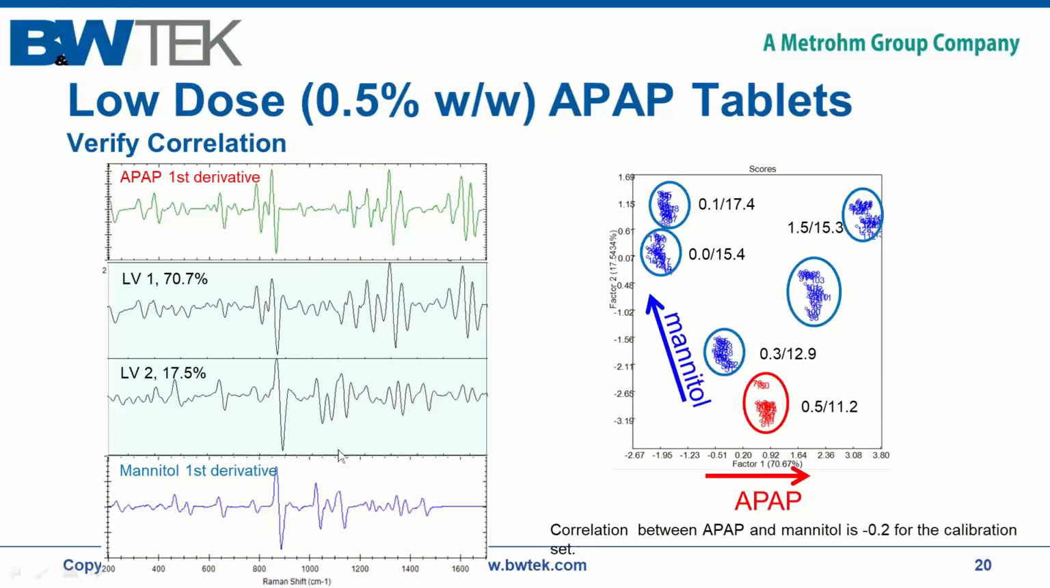Likewise, our second factor, second loading variable, has signal that very much resembles that of the mannitol. And if we look at our scores plot, the map of our samples in our multivariate space, we see that we go from the low to the high concentration of the mannitol along the factor 2 axis. So this is a very good reassurance that our correlations and our modeling is related to what it is that we are wanting to quantify, our APAP concentration.